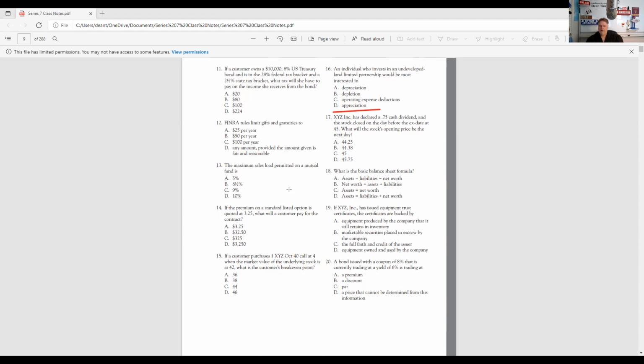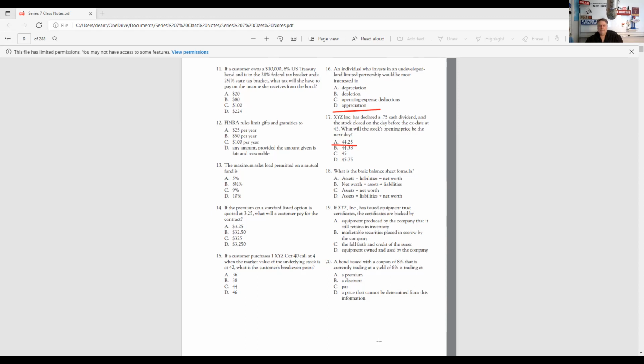That's a function of the uniform practice code. That's not set by the board of directors. So it's very testable to know the X date is the first date on which the stock no longer trades with the dividend attached. It's one business day prior to record. And so the stock should open up, since the dividend is no longer available. It should open up at 44 and a quarter.